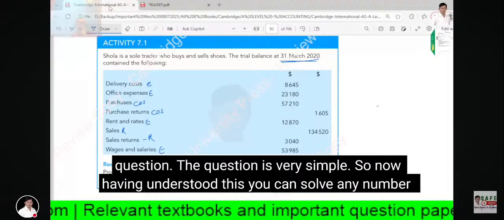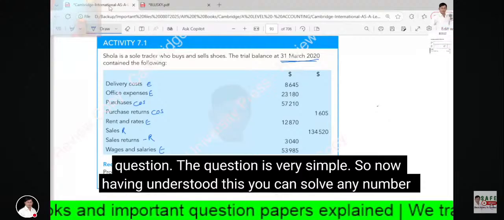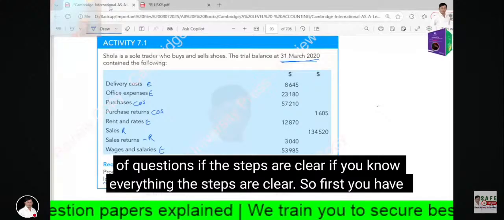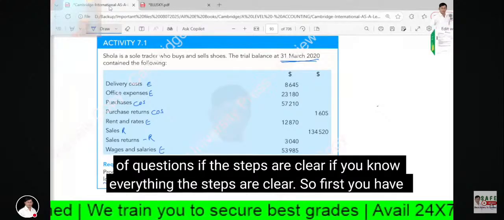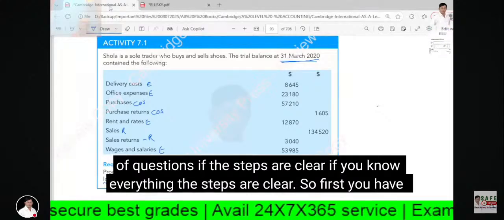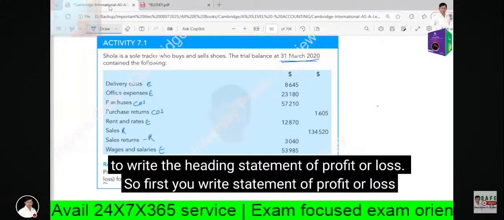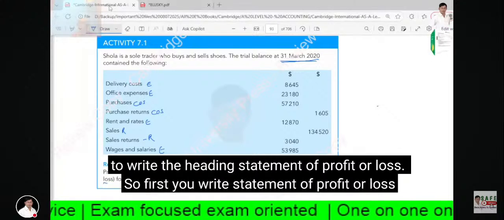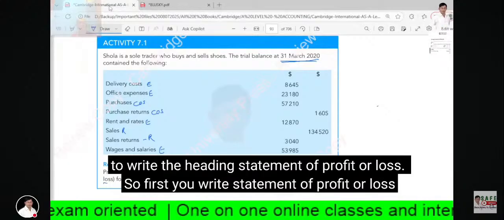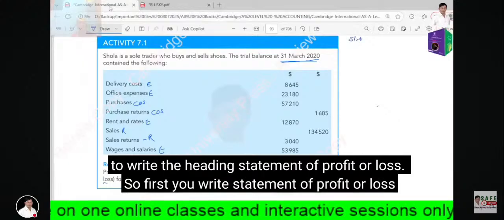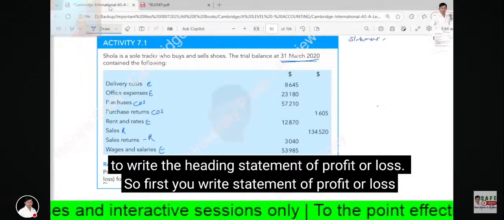Having understood this, you can solve any number of questions if the steps are clear. First you have to write the heading: statement of profit or loss.